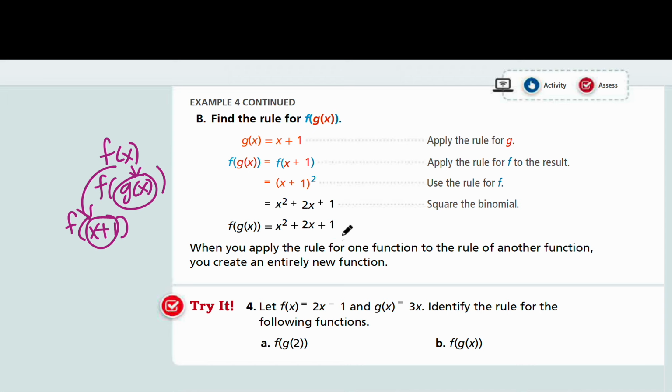Okay? So think about it one by one. You'll be able to figure it out. So let's try number 4a and b. We have f of x and g of x given. Identify the rule for the following functions, f of g of 2 and f of g of x. Pause the video, come back when you're ready for answers.